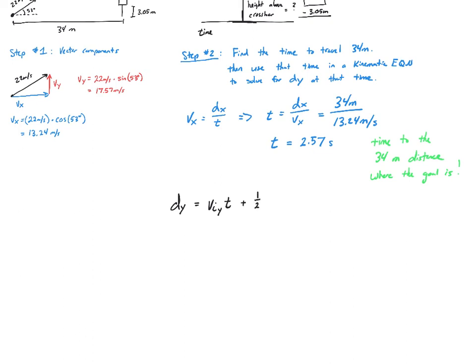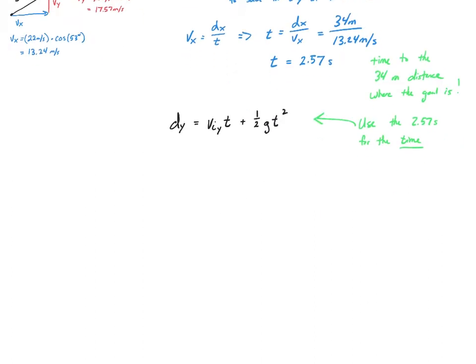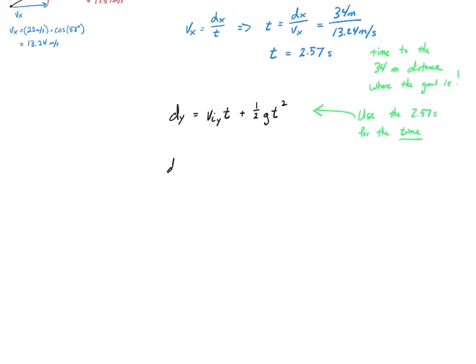All right, so I think the best equation for this is my distance in y is equal to the initial velocity in y times the time plus 1/2 gt squared, where the time that we're using is the time it's taking to get to the goalpost. So in this case, it's 2.57 seconds. You would not want to use the time to the top of the arc, and you would not want to use the full time. You want to use the time it takes to get to the goalpost. All right, that's the big concept in these problems.